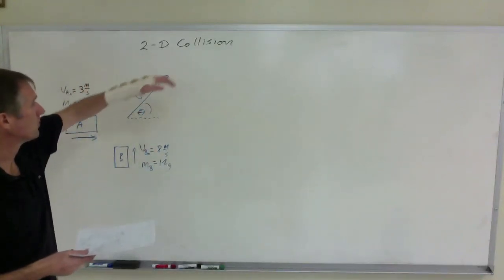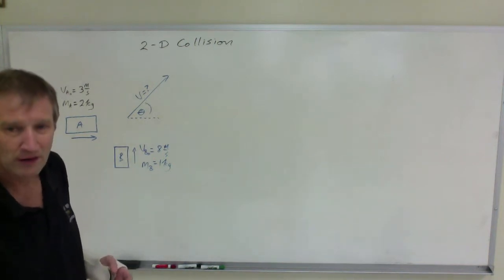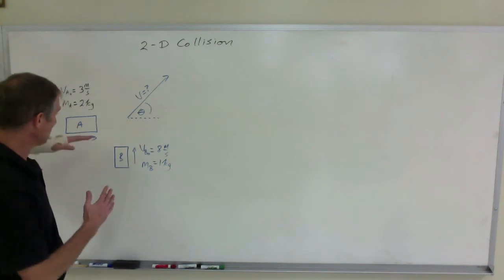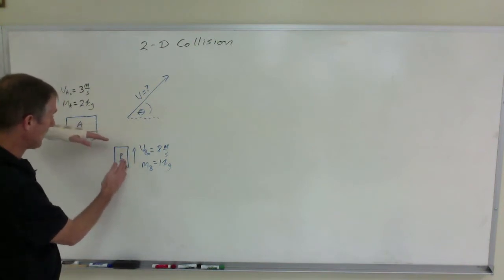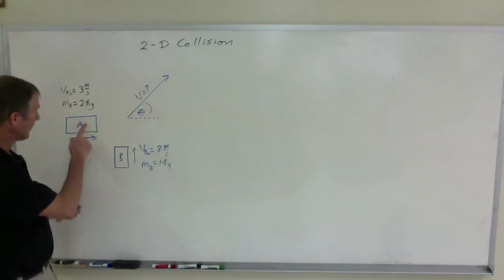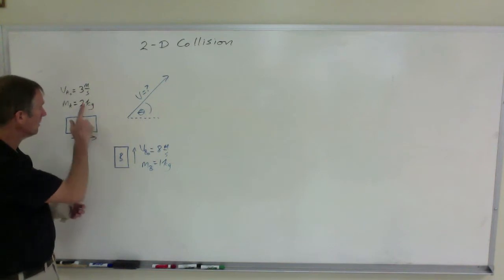This is a two-dimensional collision, and we're going to keep it quasi-simple. These are traveling in the x and y axes independently, which makes it easier. All right, so we have object A traveling to the right at 3 meters per second. It has a mass of 2 kilograms.